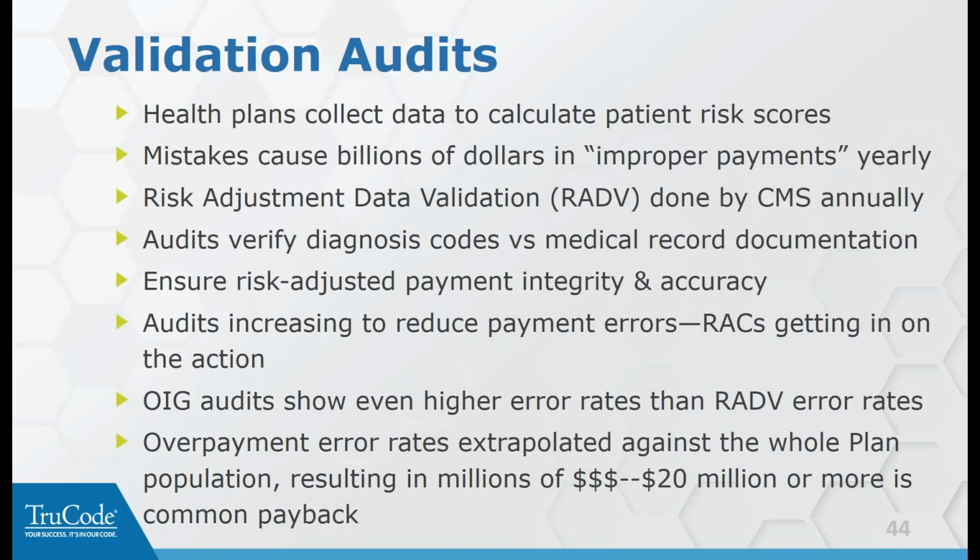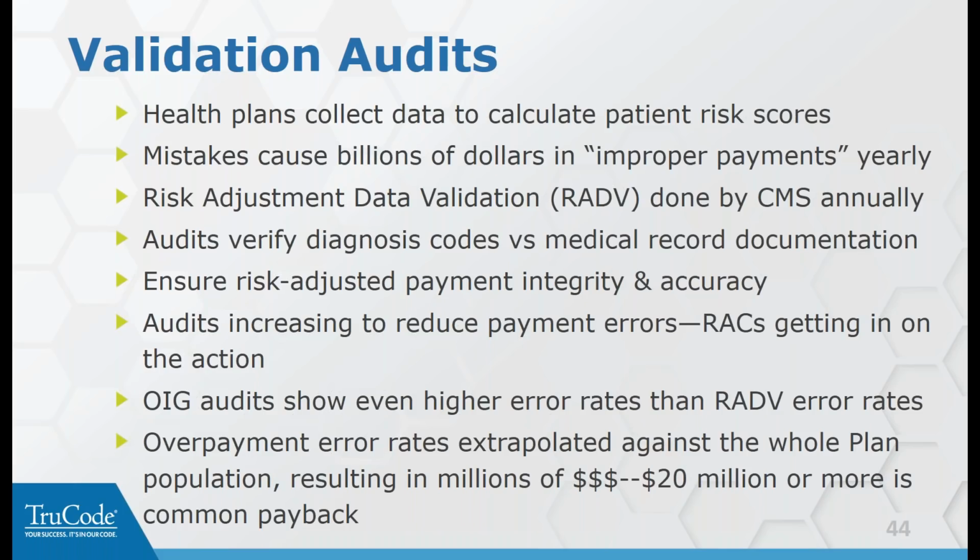The validation audits that I mentioned earlier are being done annually by CMS. It's called a risk adjustment data validation. There are millions of dollars in improper payments right now going out for these health plans because of mistakes in documentation and coding. Those audits are basically verifying that the diagnosis codes that were submitted to tabulate those risk scores are documented appropriately in the medical record, and they are also hoping to reduce payment errors, and the RACs are getting in on that as well.